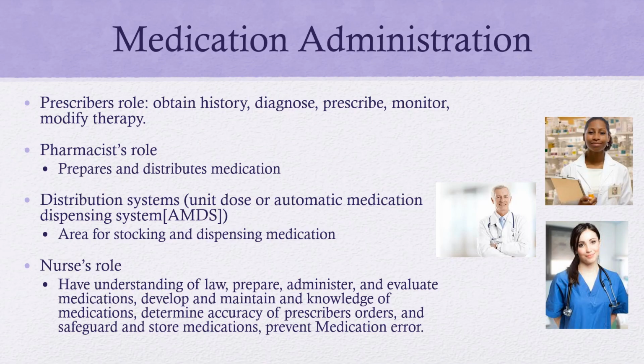So when we think about medication administration, we need to know our role and what everyone else's role is in this process. So the prescriber, that's the physician, assistant, or maybe the nurse practitioner. They all have prescriber abilities, and their role is to obtain the history, to diagnose, to prescribe, to monitor, and to modify any therapy. When we think about the pharmacist role, the prescriber puts the medication in the computer and the pharmacist reviews the order.